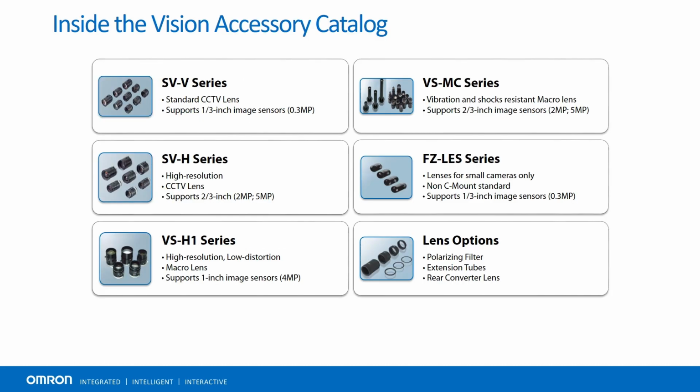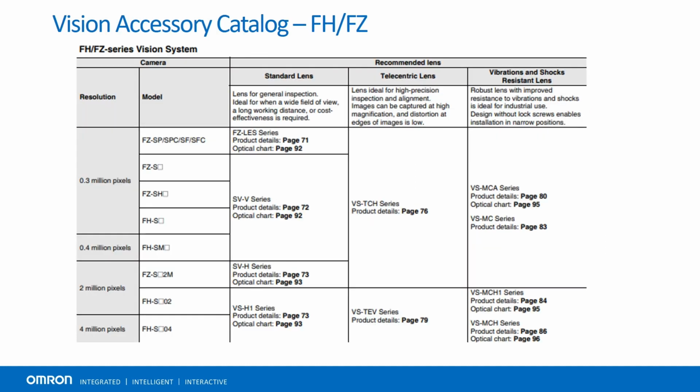We should now understand the basics around the types of lenses and terminology used. Omron has published a vision accessory catalog, which is available directly through Omron's website. This catalog supports the specifications around every lens and can support the decision-making process around which lens would be most appropriate. We can see a selection of lenses on this slide, as well as their associated part numbers, which are referenced throughout the catalog.